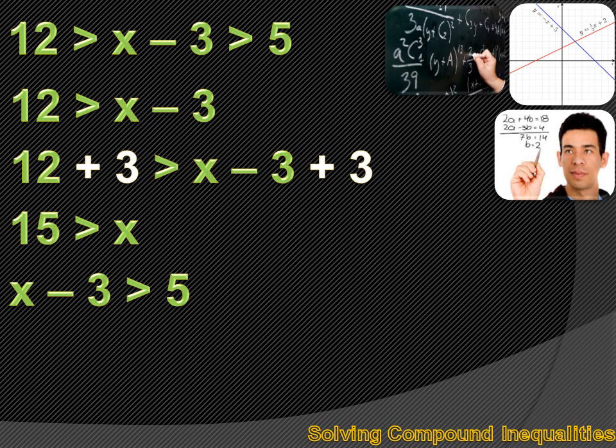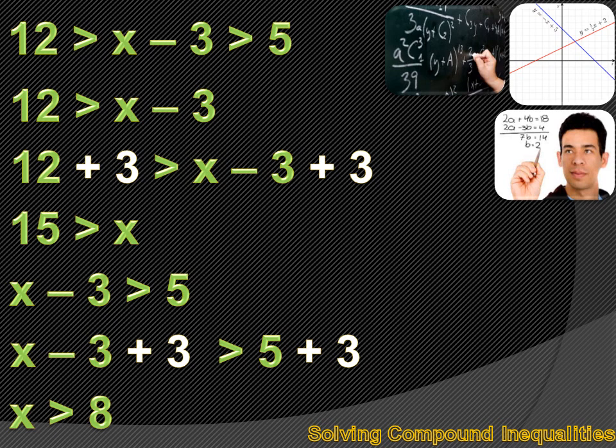Now let's try the second inequality. X minus 3 is greater than 5. In order to solve that, I again need to get rid of minus 3, so I've got to add 3 to both sides of the inequality. Then I need to simplify that inequality, and it will read x is greater than 8.